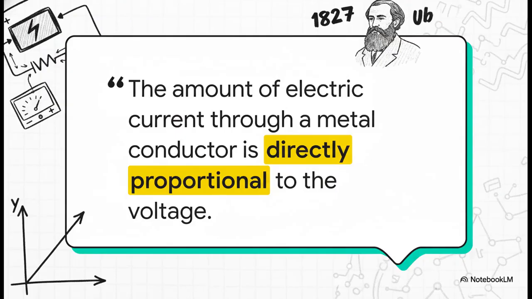And this is exactly what the German physicist Georg Simon Ohm figured out way back in 1827. He was the one who first put the math to this crucial relationship, and his discovery, well, it became the most important early description of how electricity really works.